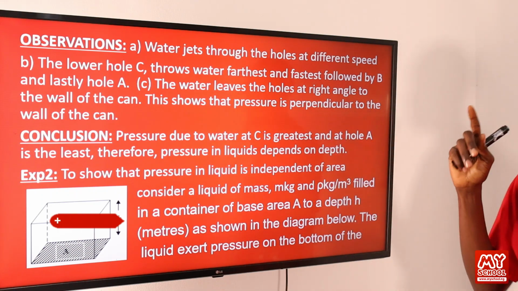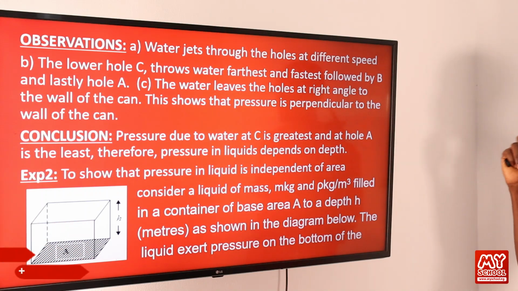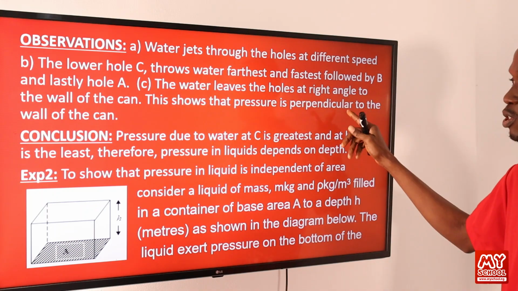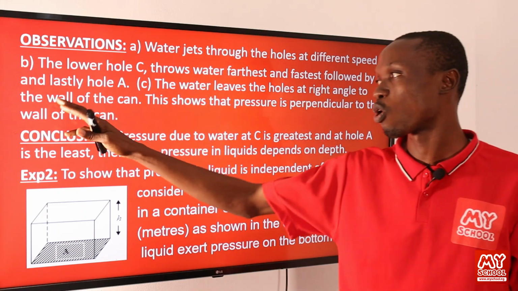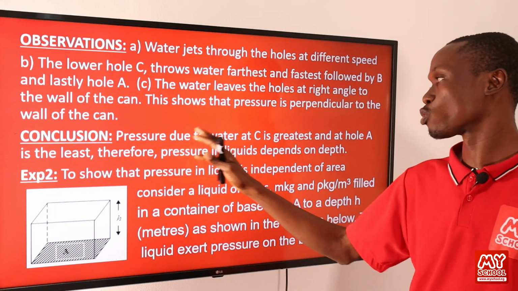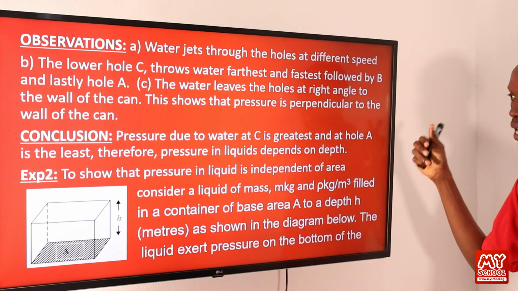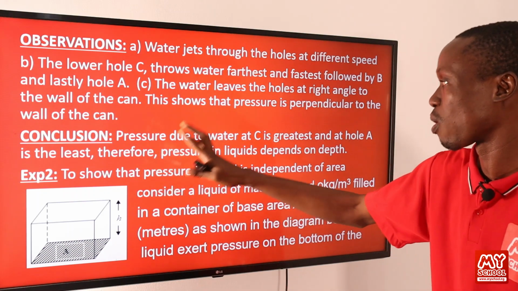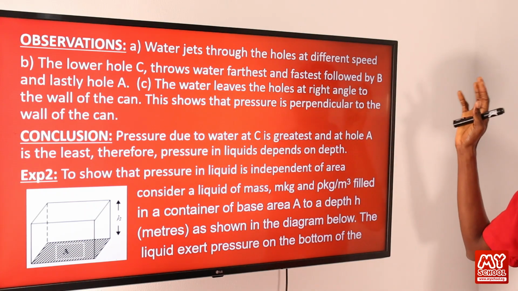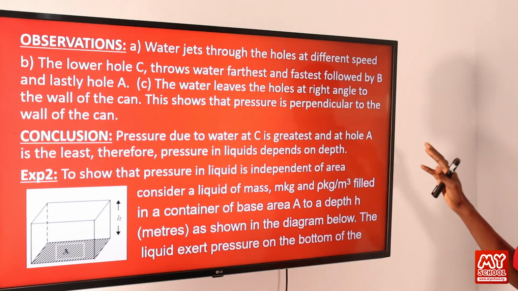That is why, when we're defining pressure, we added that it is perpendicular to the surface of the object. So this shows that pressure is perpendicular to the wall of the container. So what is our conclusion? Pressure due to water at C is greatest and at hole A is the least. Therefore, pressure in liquid depends on depth.